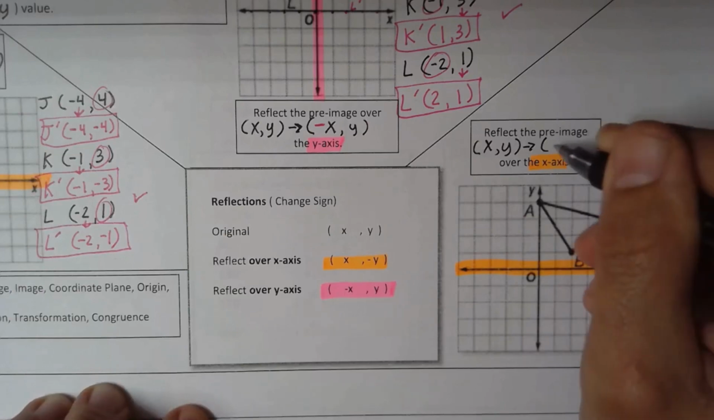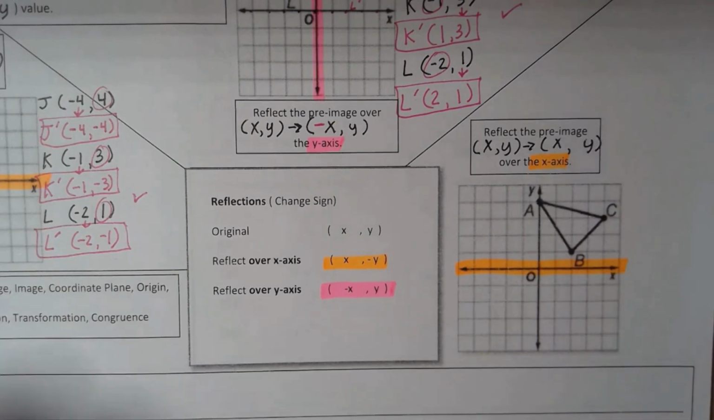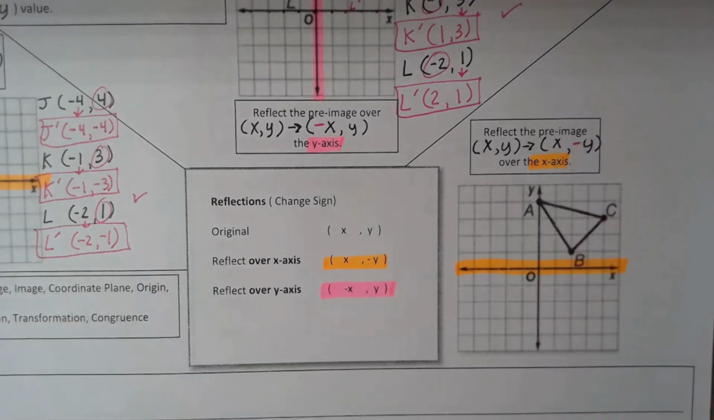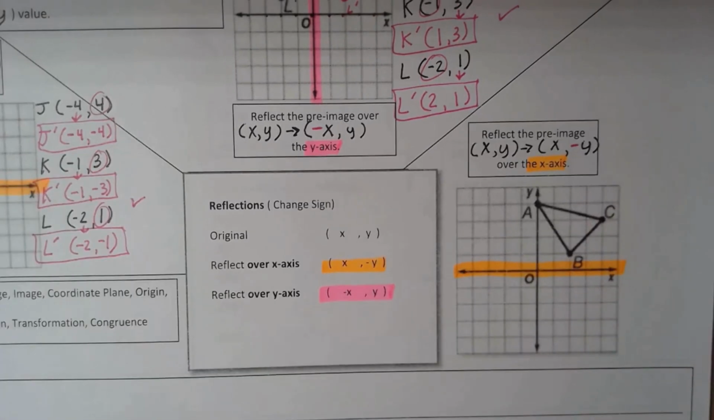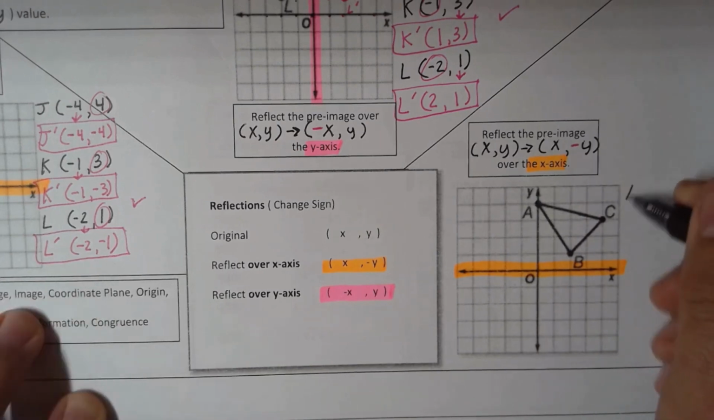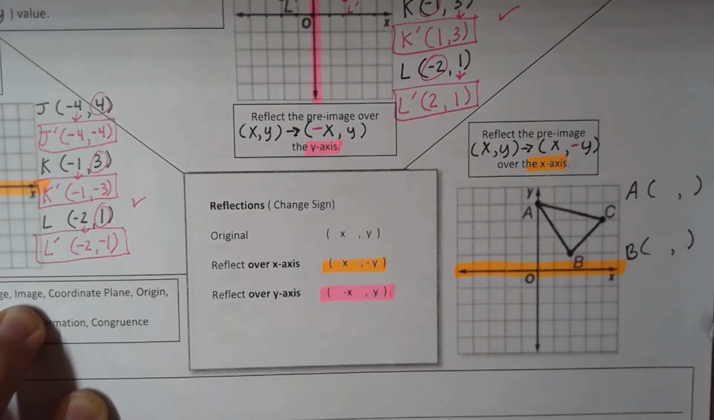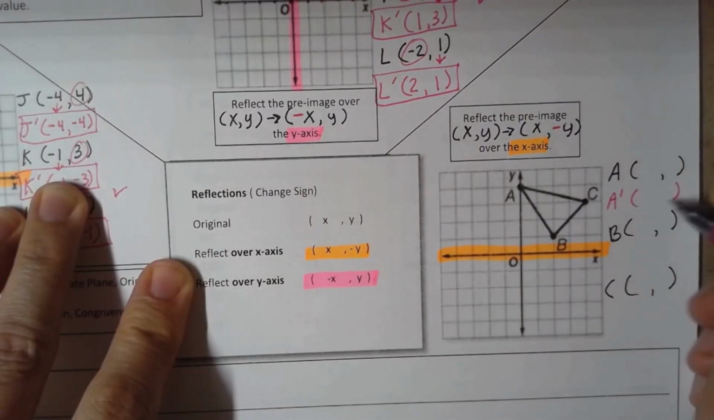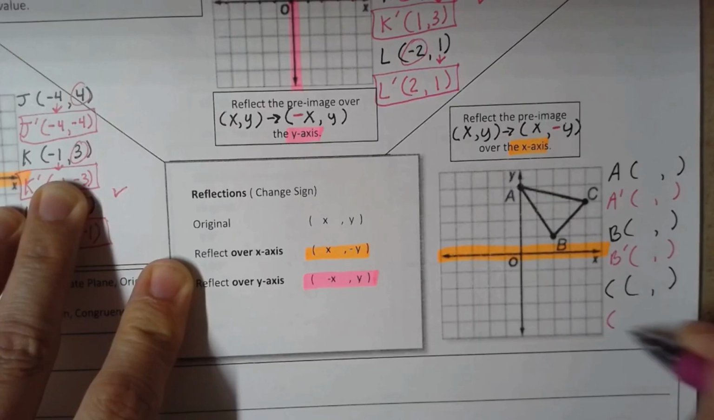So let's go ahead and say this is going to be x, and this is going to be y, but we're going to put a negative sign in front of it, which means change that sign, from either a positive to a negative value or a negative to a positive value. In this case, we're positive, so we'll be going negative. Let's go ahead and write our ordered pairs. So we have A, we have B, and we have C. And therefore, we're going to have A prime, B prime, and C prime.